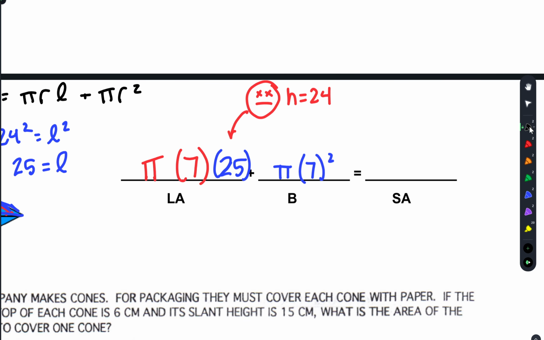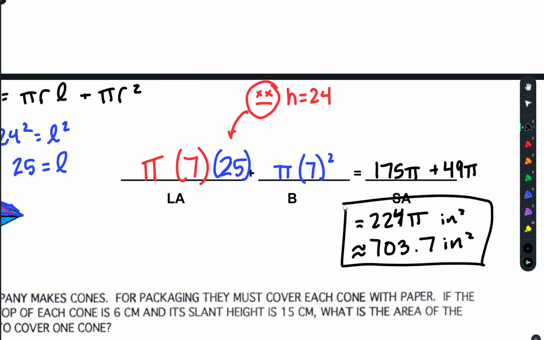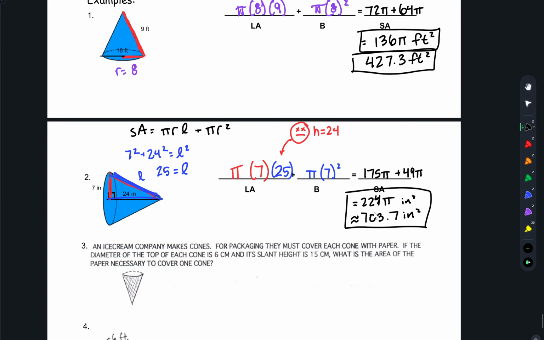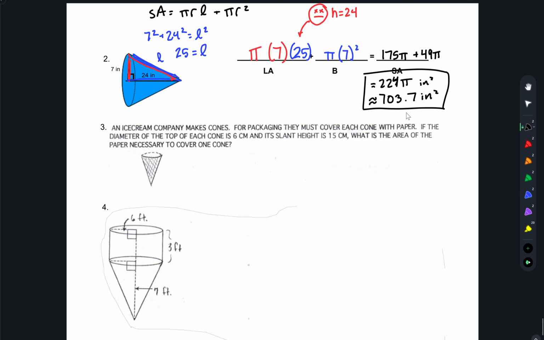So this is, I believe, 7 times 25 is 175 pi plus 49 pi. In exact values, 224 pi. Or in approximate decimals, 703.7 inches squared. That's it. That's really it. Any questions on these cones? I'm going to breeze through a couple of them real fast.